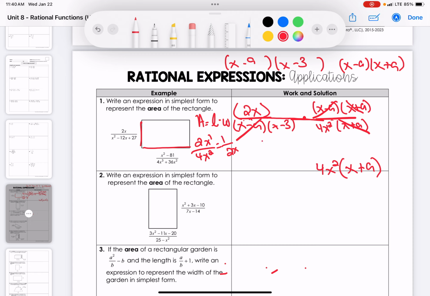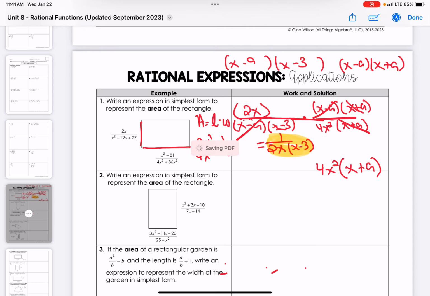So now I have a 1 over 2x times, and I have that x minus 3 left over. And that would be my answer.